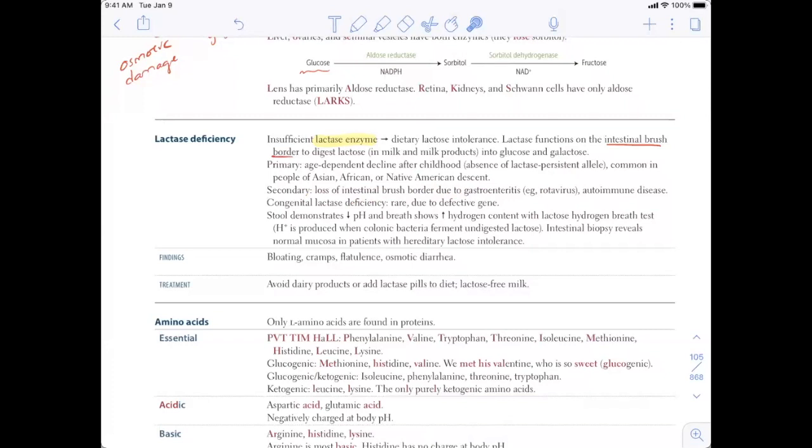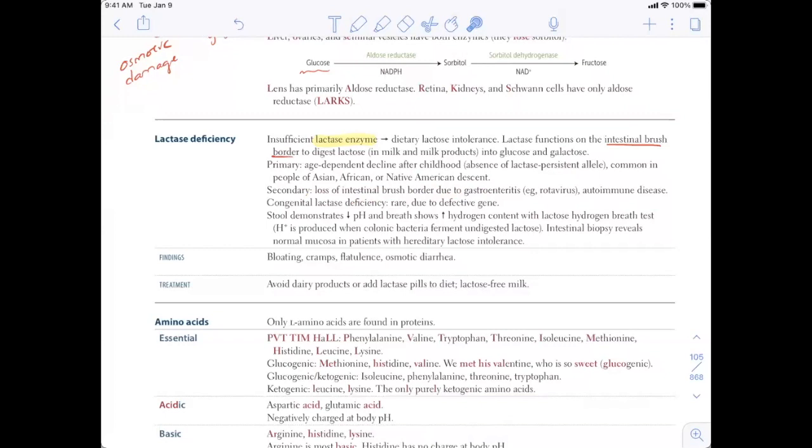And then you can also have your congenital lactase deficiency, right? Due to a defective gene, right? And that can be rare as well. So from a physiologic standpoint, right, what are you going to see in the stool? Decreased pH, right? These are the markers you have to remember. Just memorize these ones. Very important.